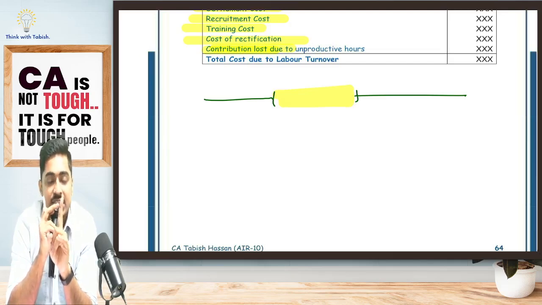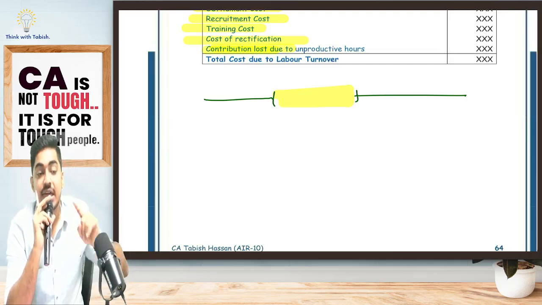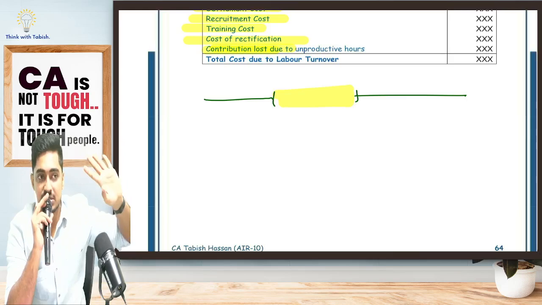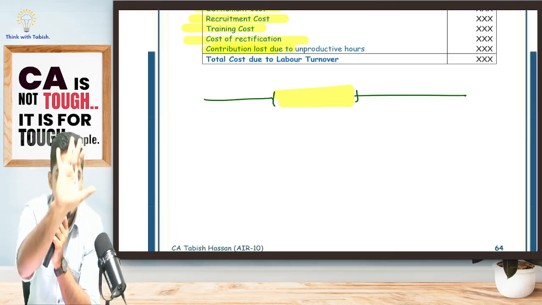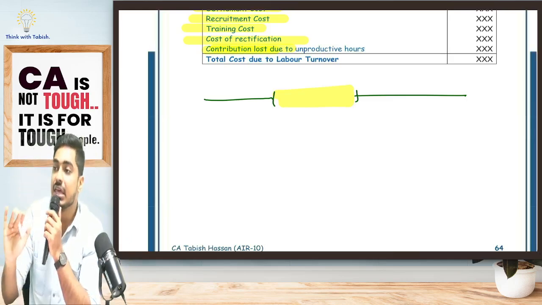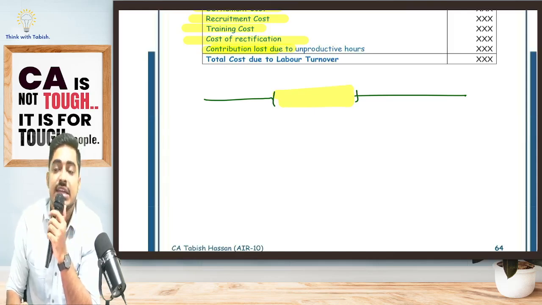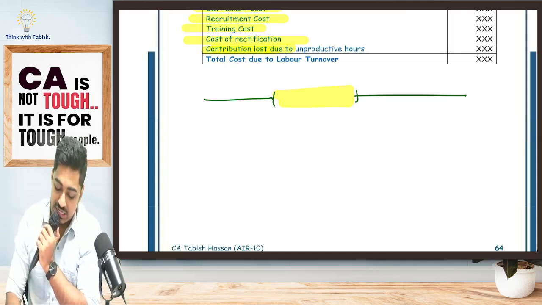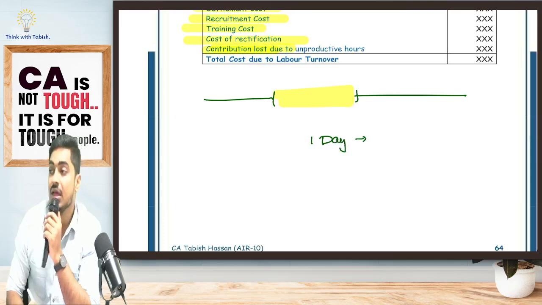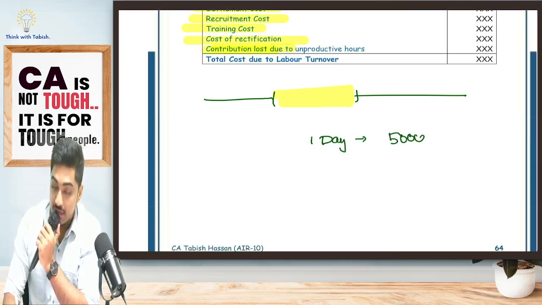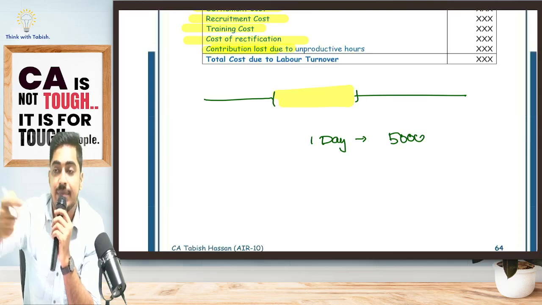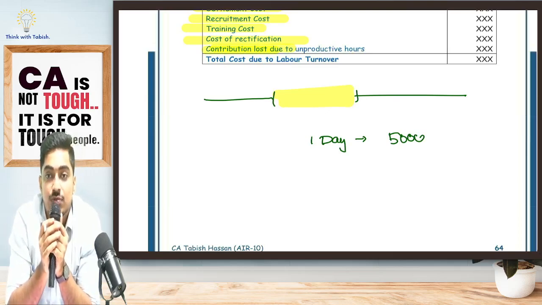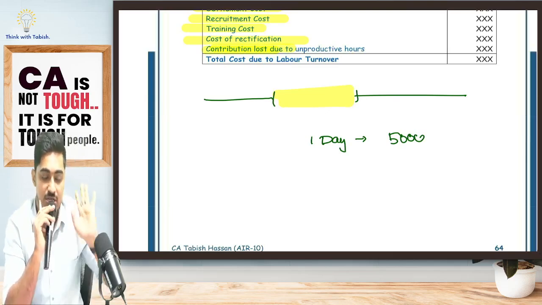In 1 hour, he stitches one shirt. Every shirt I will sell at 1,000 rupees. My total cost of stitching is 500. That means in 1 hour, I'm making 500 rupees profit. In 1 day, Manish works for 10 hours. In 1 hour he earns 500, so in 10 hours he earns 5,000. That means if Manish works for 1 day, he earns and gives me 5,000 profit. If Manish is absent for 1 day, 5,000 profit is lost for me.